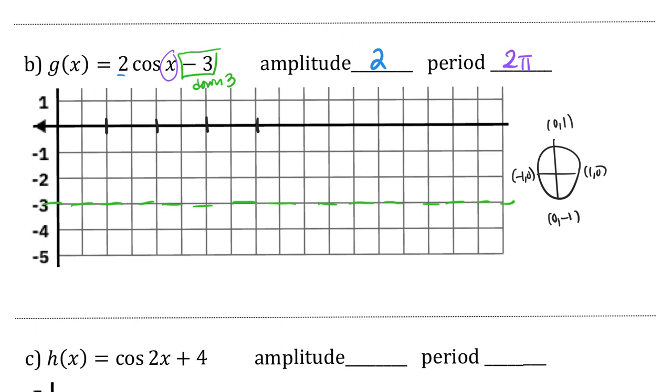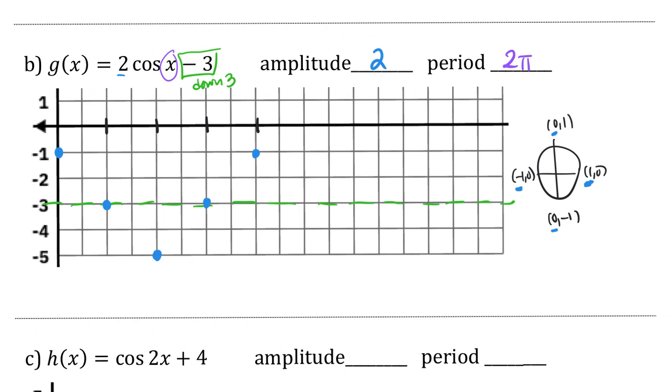What are we doing? We're doing cosine, amplitude 2. So cosine, I start positive, 0, negative, 0. I don't start at 1 though because the amplitude's 2. I'm going to go from my midline. This is my midline. So from my midline, I'm going to go to 2. Then I hit 0, -2, 0, and I go back up to where I started from. So it's the 2 cosine x, but it got moved down 3.